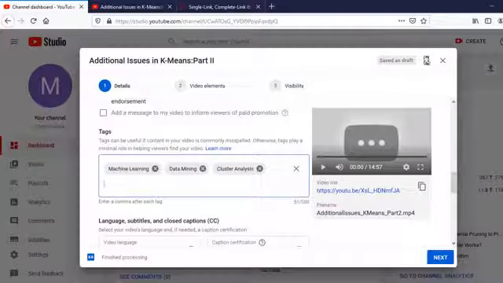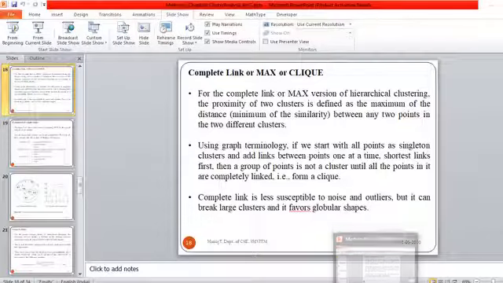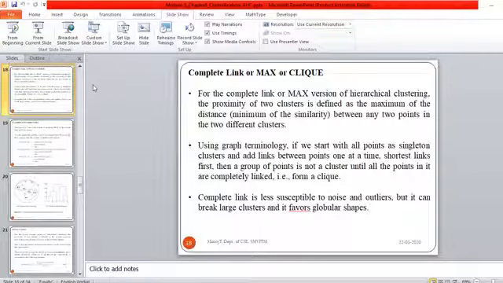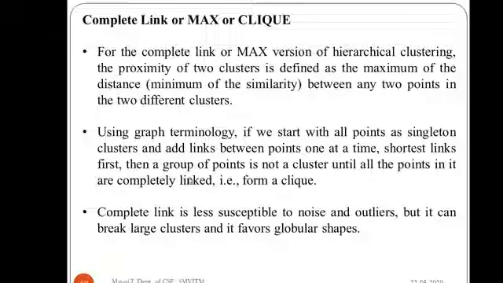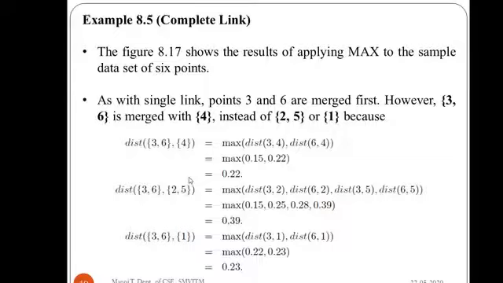Sorry, it's not there, no need to worry, it is the maximum of minimum. So the complete link is less susceptible to noise and outliers, but it can break large clusters and it favors globular shapes. So again, as we have done the calculation for the single link, we can do it for the complete link also.